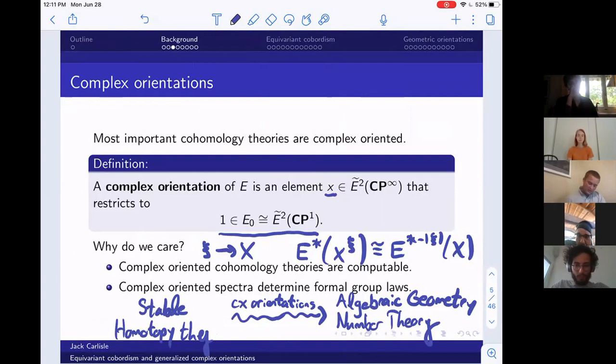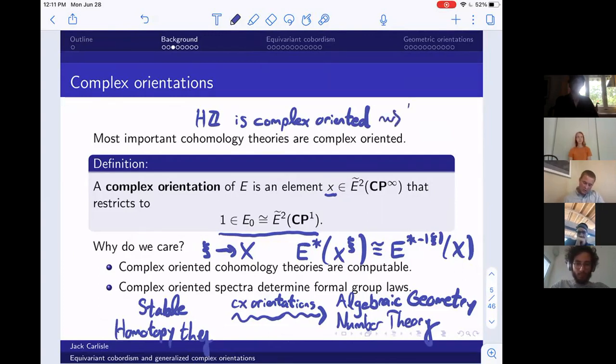Yeah, so HZ is in fact complex oriented. And maybe one thing to say about it is that associated to any complex oriented spectrum is a formal group law. It turns out that if we start with the spectrum HZ, we end up with the so-called additive formal group law, which is essentially the simplest formal group law there is. Does that answer your question?